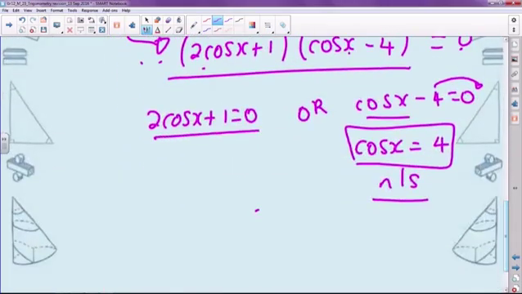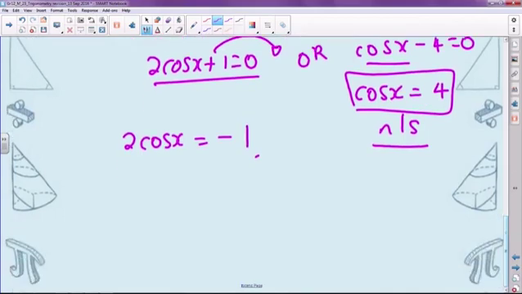Okay, let's go back to that side. We've got 2 cos x plus 1 equal to 0. I'm going to take the plus 1 over to the right-hand side, so it becomes minus 1, just as you would in any linear equation. Divide both sides by 2, so you get cos x is equal to negative a half.